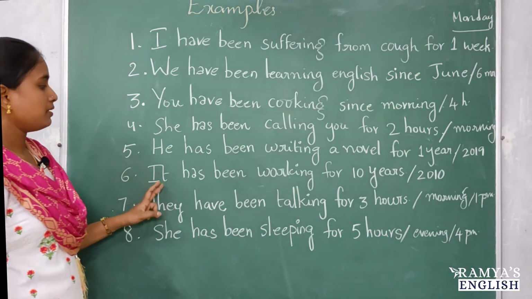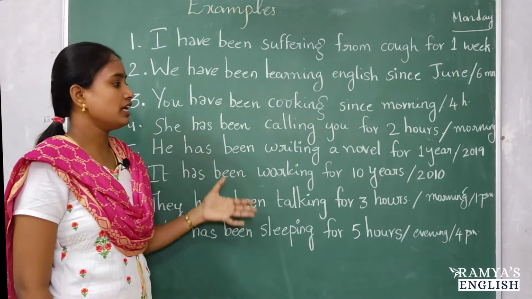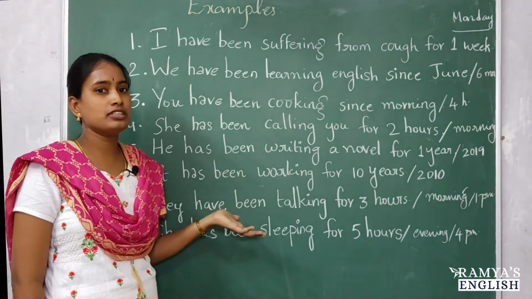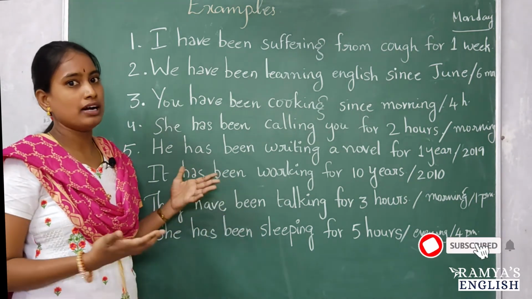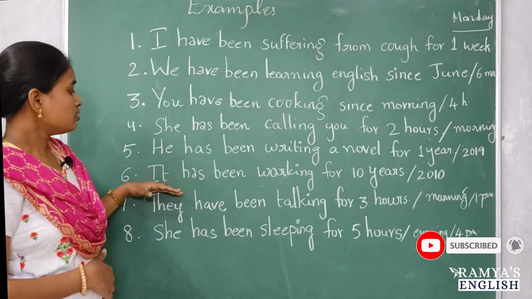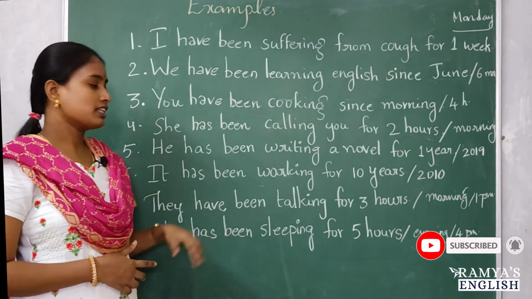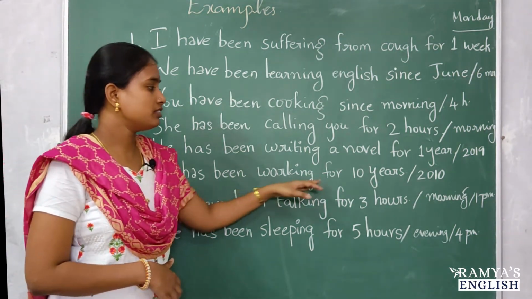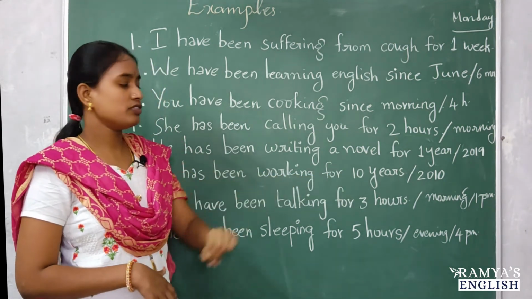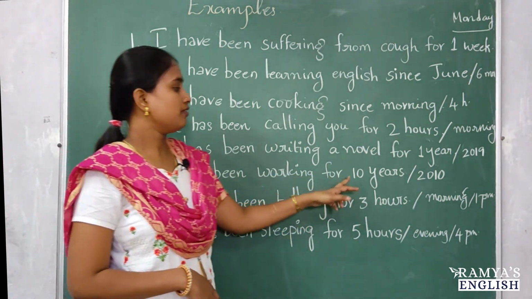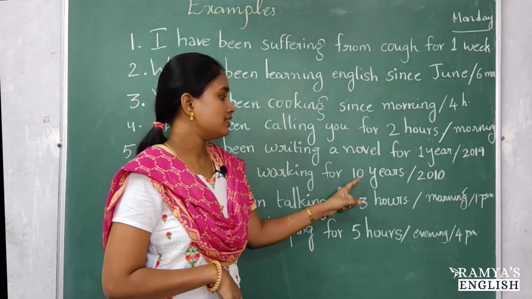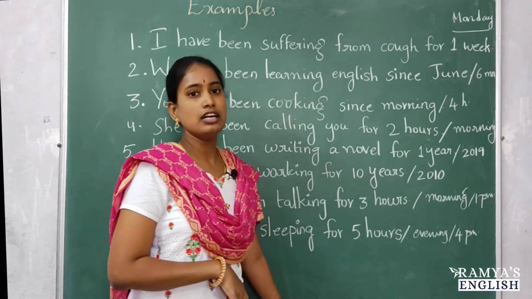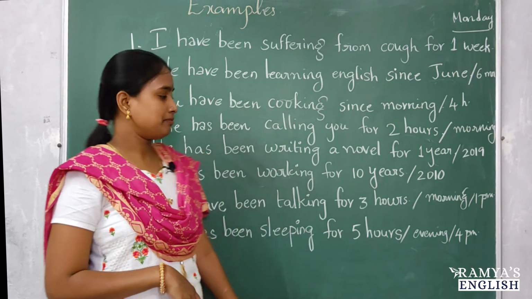And the next example is: it has been working for 10 years. What has been working? Maybe any electrical gadget or TV, mobile or something. So you are describing that object. It has been working for 10 years. Here I have used for, so I have used the period of time, amount of time, that is 10 years. If you know the exact year, since 2010.